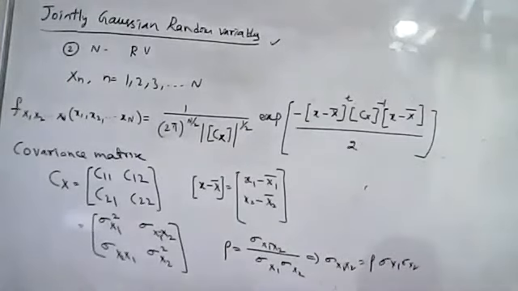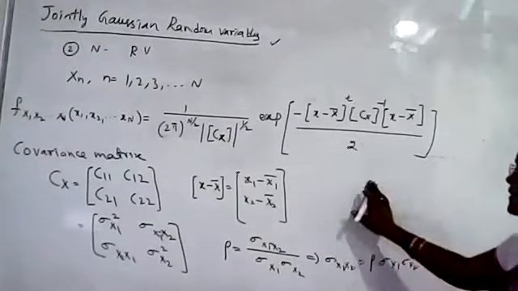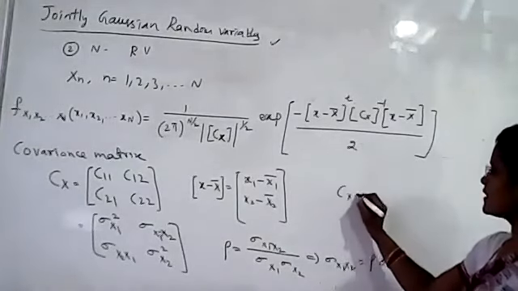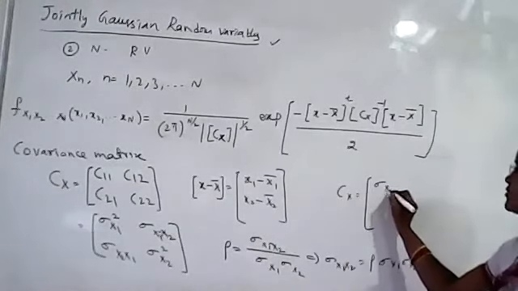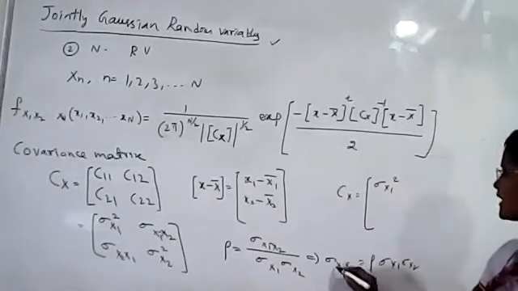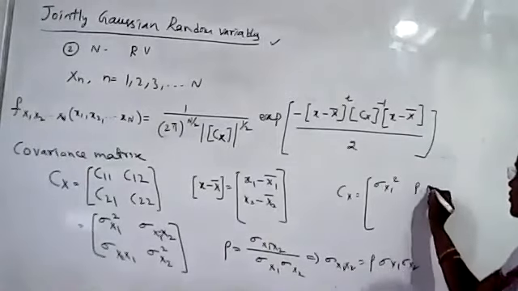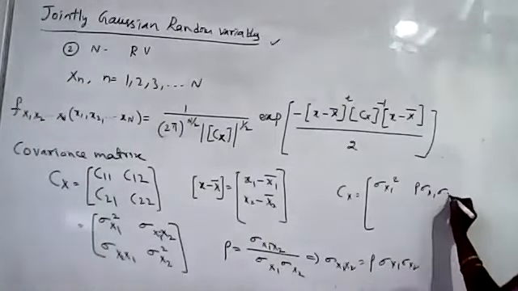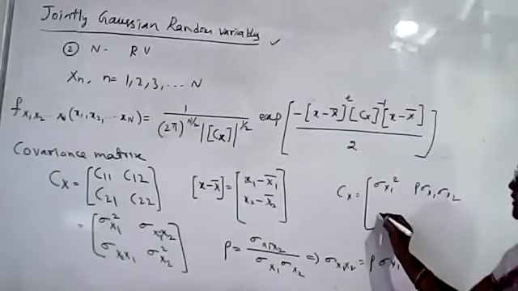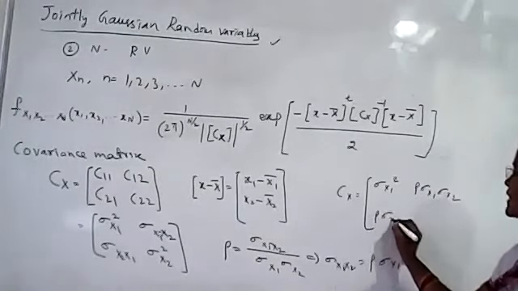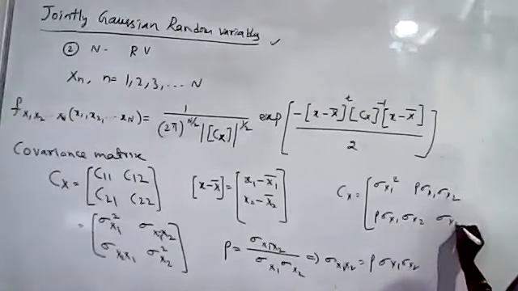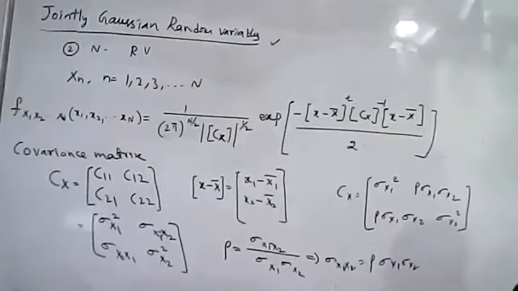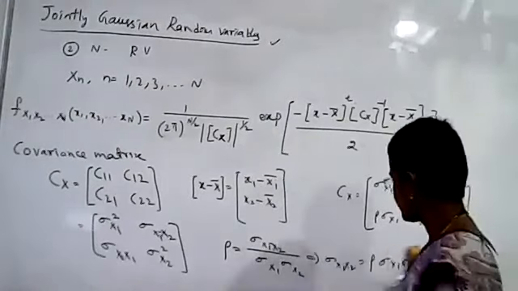Okay. Now write here the covariance matrix Cx. Cx can be written as sigma x1 square; here sigma x1x2 is rho sigma x1 sigma x2. Here also we will have rho sigma x1 sigma x2. Here we will have sigma x2 square. Okay, this is our Cx.